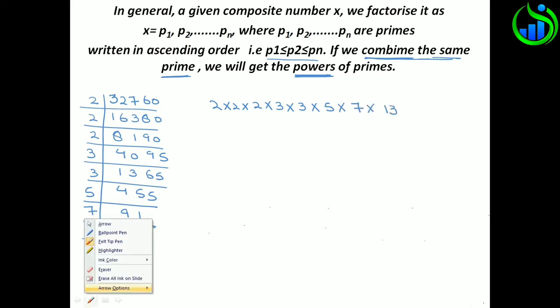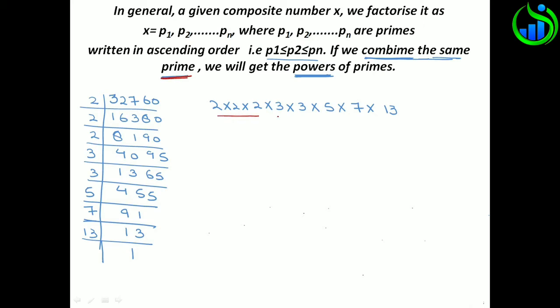Now see, if we combine the same primes, same primes combine, 2 same, 3 same, we'll get the power of the primes. So 2 is 2 raised to power 3, 2 raised to power 3 into 3 square into 5 into 7 into 13. That's it. General form.